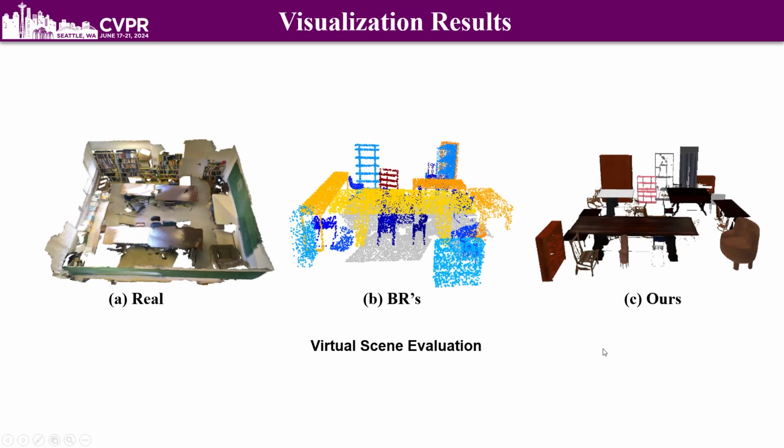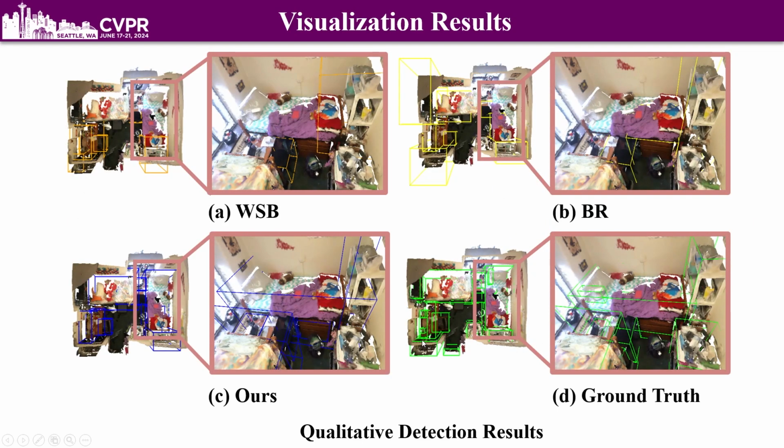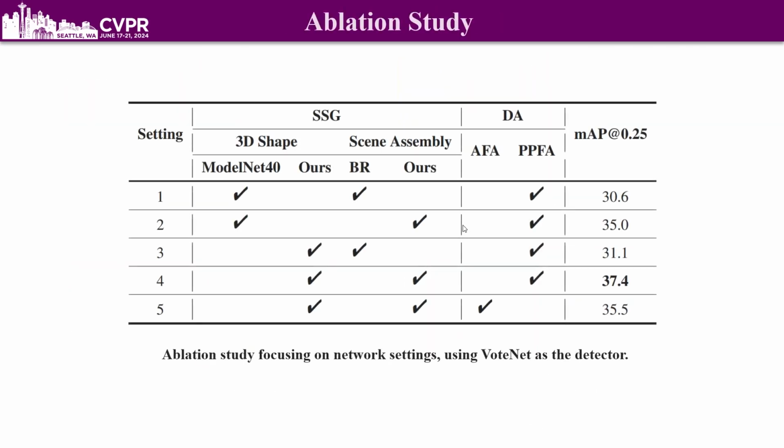The image on the right showcases a synthetic scene created by our approach. Thanks to the diverse shapes generated by the hint text, these synthetic scenes appear more realistic. Moving on to the detection results visualization, our method consistently achieves accurate detections in scenarios where WSB and BR methods falter in locating objects correctly. We use ablation studies to verify the effectiveness of the two proposed modules. The results show that the proposed SSG and PPFA modules have effectively promoted the performance improvement of weakly supervised networks.